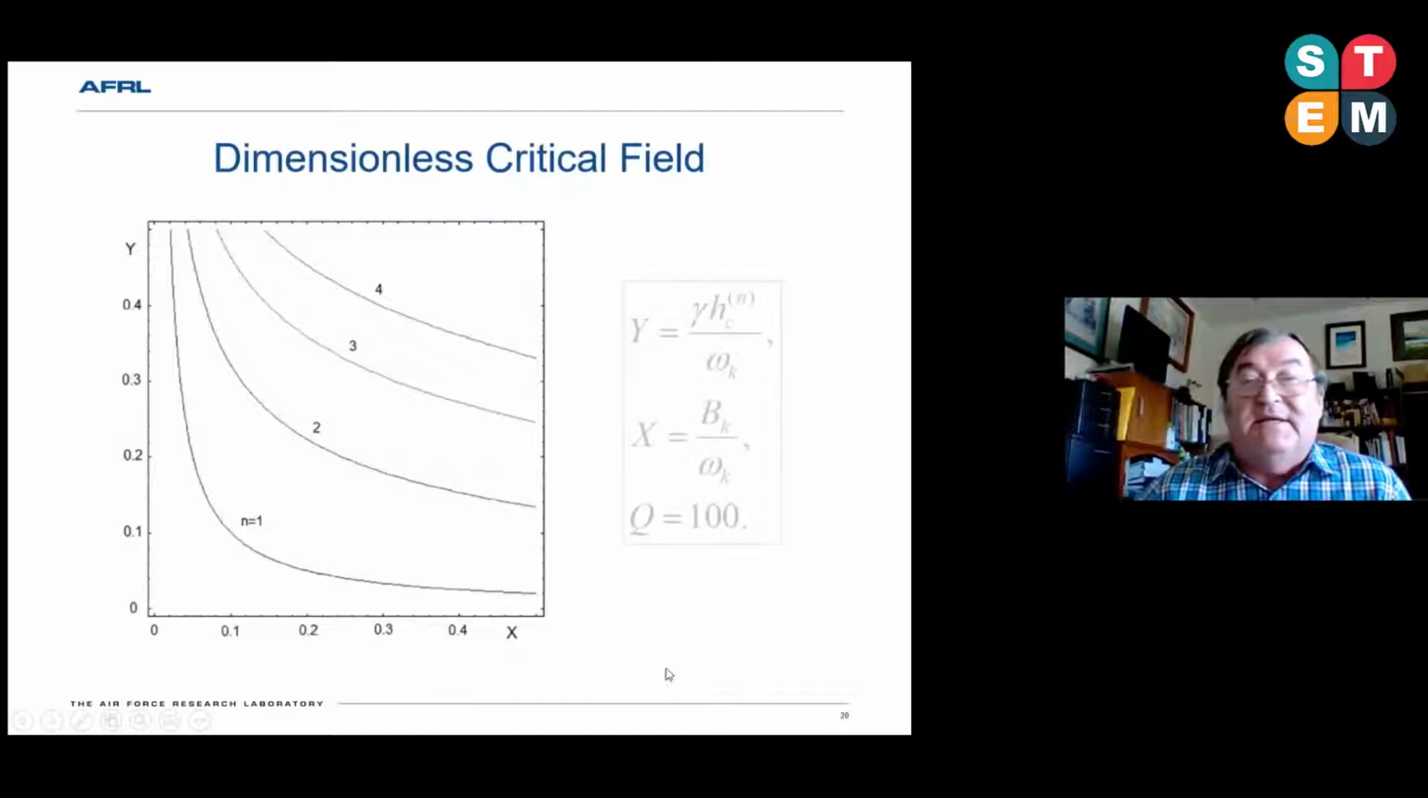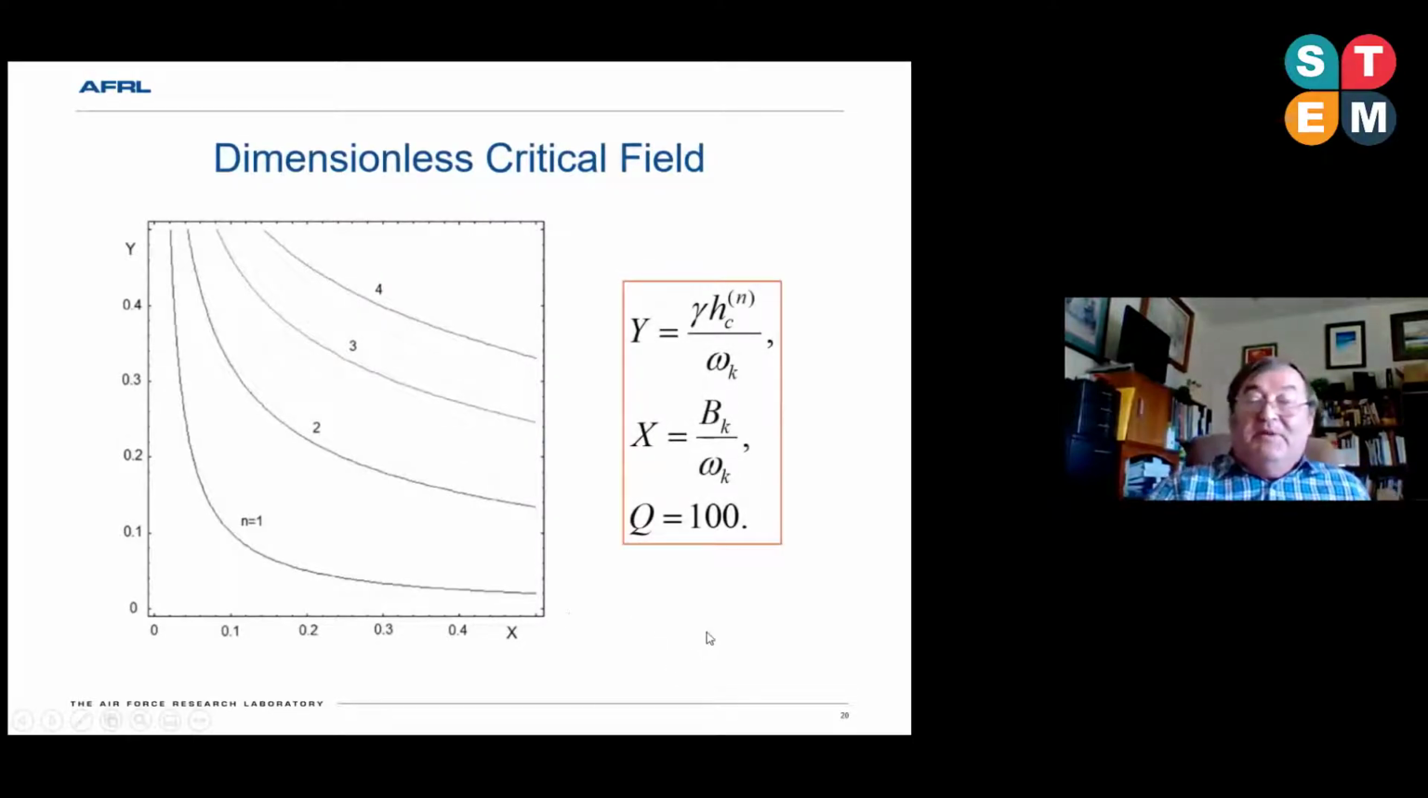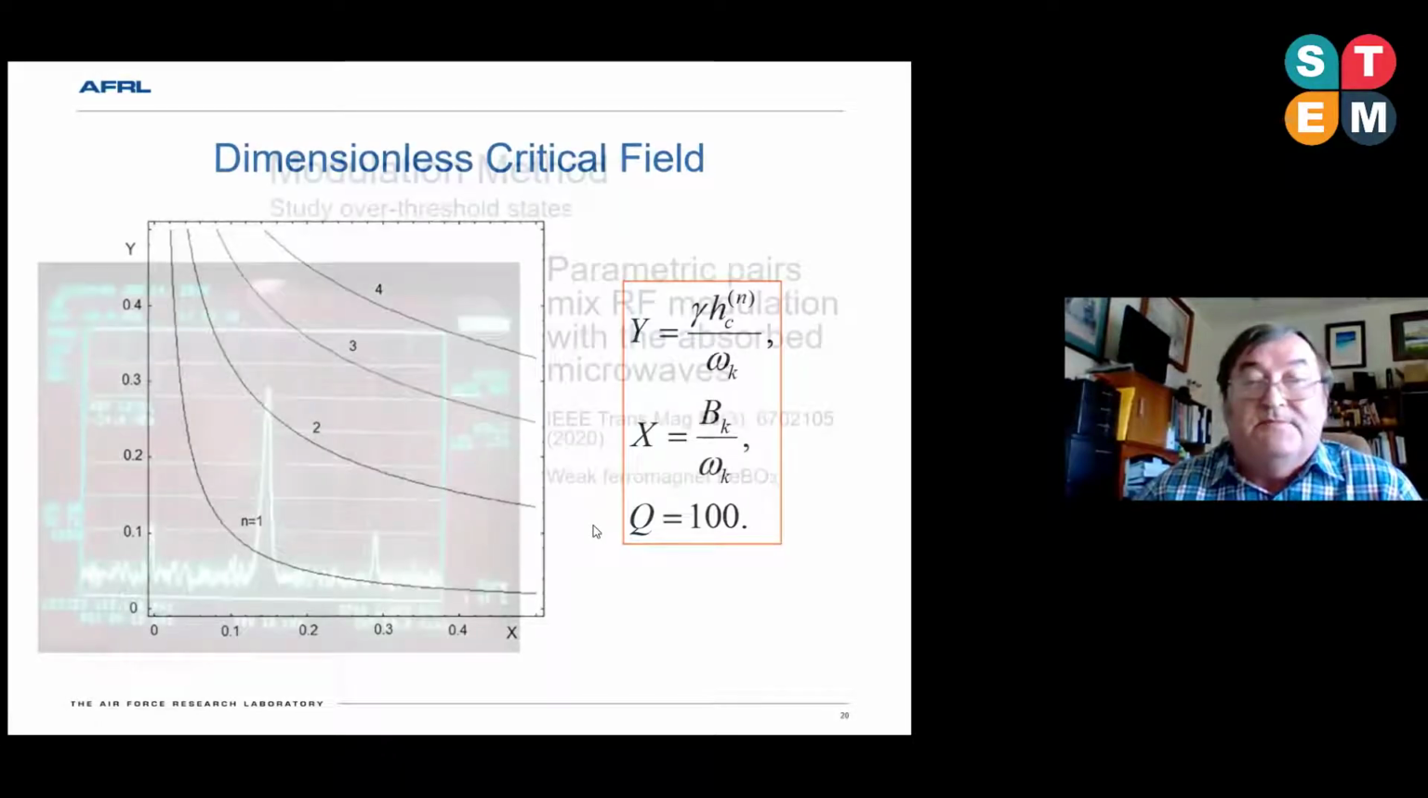This is just an example for a quality factor of 100, showing what the thresholds are in these dimensionless coordinates. This is the main resonance, this is the second resonance, the third, fourth, and so forth, and they become closer and closer to each other.